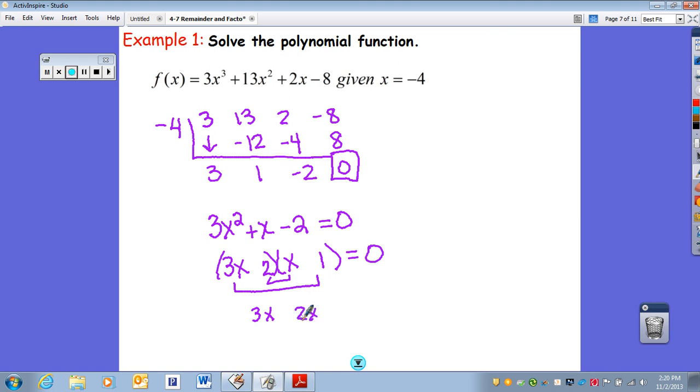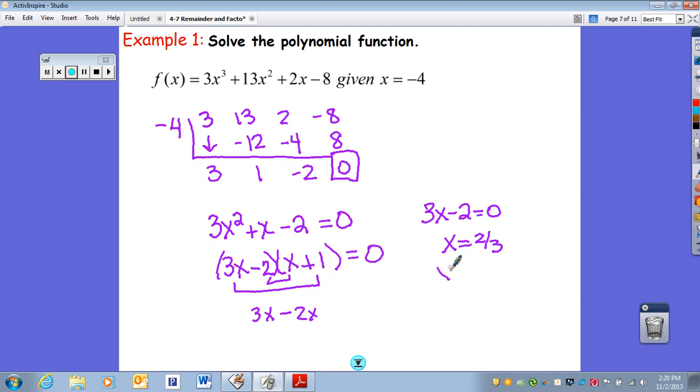And I want to be able to have a sum of 3x and 2x to give me 1x, which means I want to make my 2x negative and my 3x positive. So now I'm going to set those equal to 0. So I have 3x minus 2 equal to 0. And when I solve, I have x is equal to 2/3.